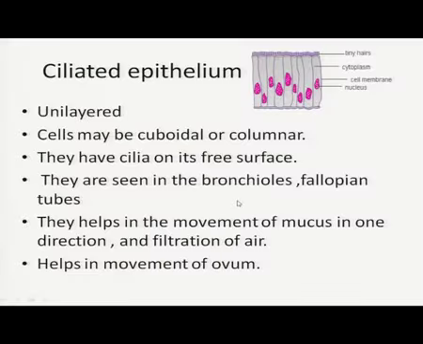Where are these tissues seen in our body? Yes, they are seen in the bronchioles, and similarly they are seen in the fallopian tubes. Fallopian tube means oviduct. Now, what are their functions or what is their significance? They help in the movement of mucus in only one direction, and they help in the filtration of air. In the case of the oviduct or fallopian tube, they help in the movement of the ovum.